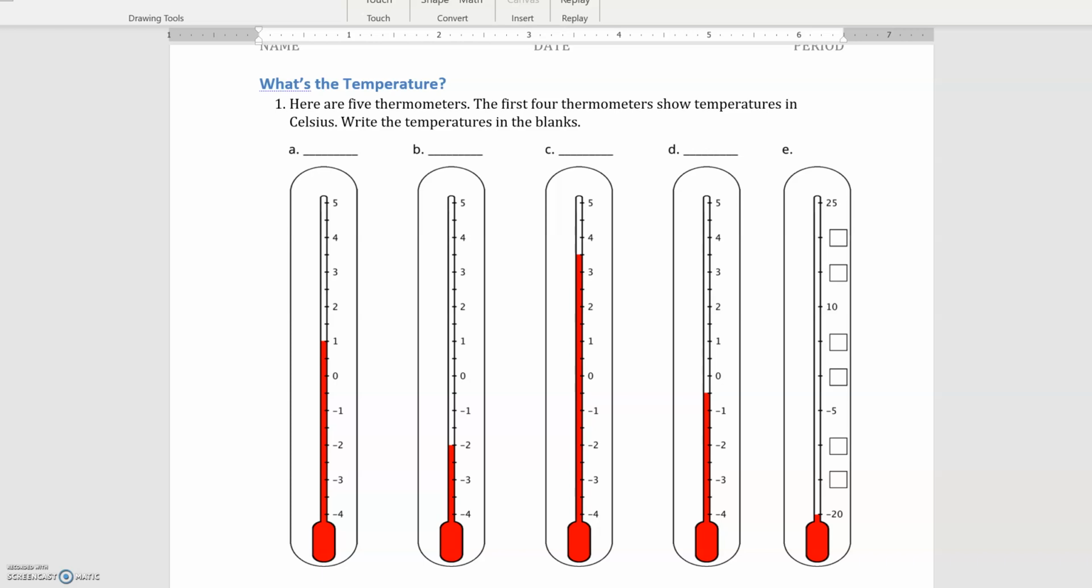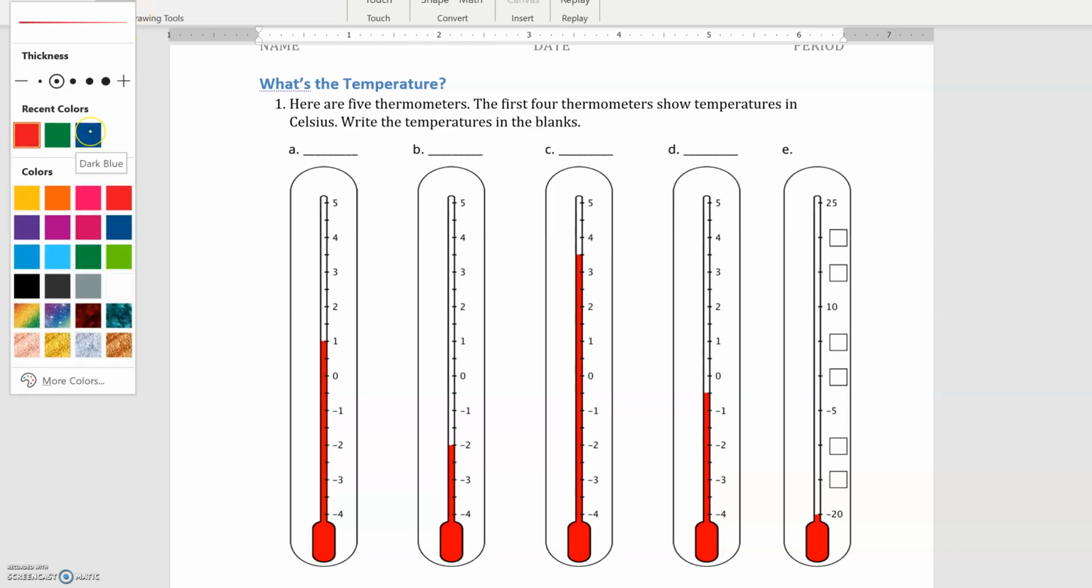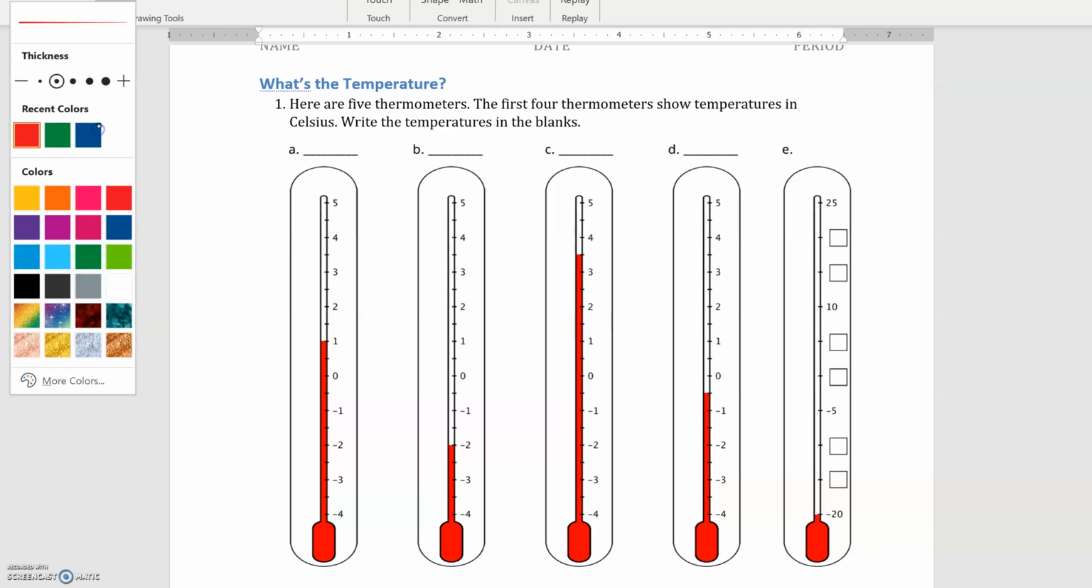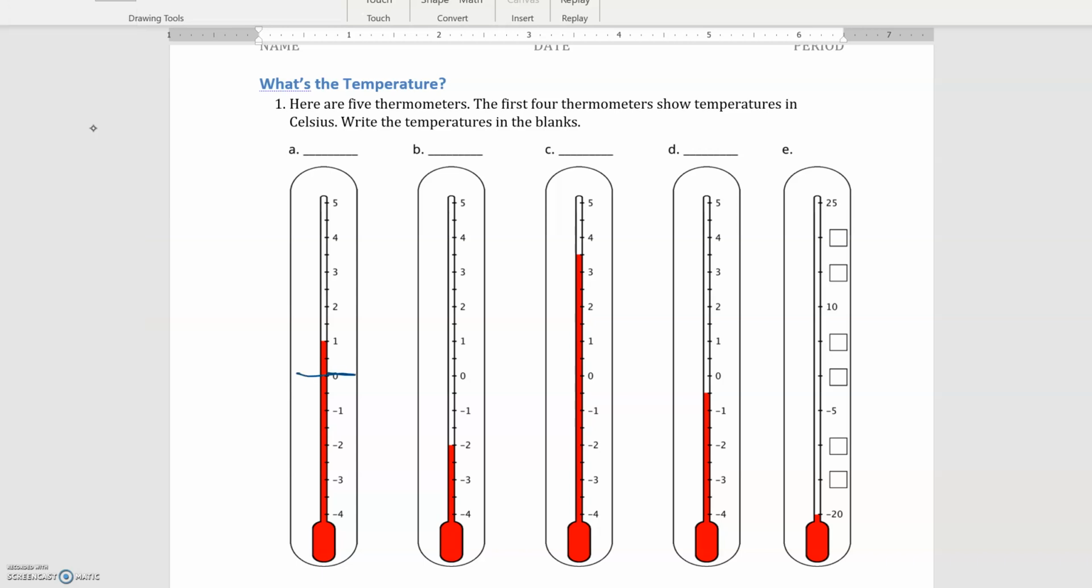So to kind of help us think through this, I'm going to do the following. I'm going to label the 0 level for all of them on all thermometers. So let me change this to a blue color, because that's our reference point. Because we know that in thermometers, if you're above the 0, you're going to be positive. If you're below the 0, you're going to be negative. So I'm going to reference that everywhere so I know what I'm looking at. And that'll help me know right away if it's going to be a positive sign or a negative sign. Therefore, I see that A is going to be positive, B will be negative, it's below, C is positive, and D is negative.